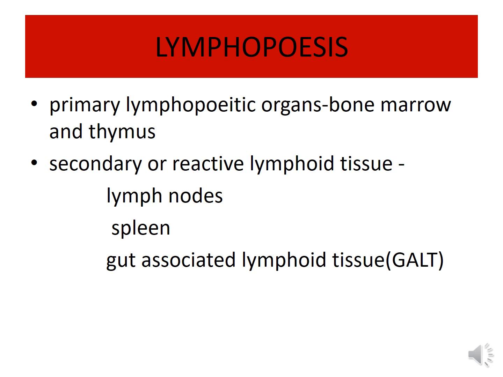The primary lymphopoietic organs, bone marrow and thymus, are constitutive, which means there is a continuous development of lymphopoiesis. But the secondary or reactive lymphoid tissues, which are lymph node, spleen, and the gut-associated lymphoid tissues, take part in lymphopoiesis only when there is a need to produce B lymphocytes and T lymphocytes against different infections and to promote immunity.